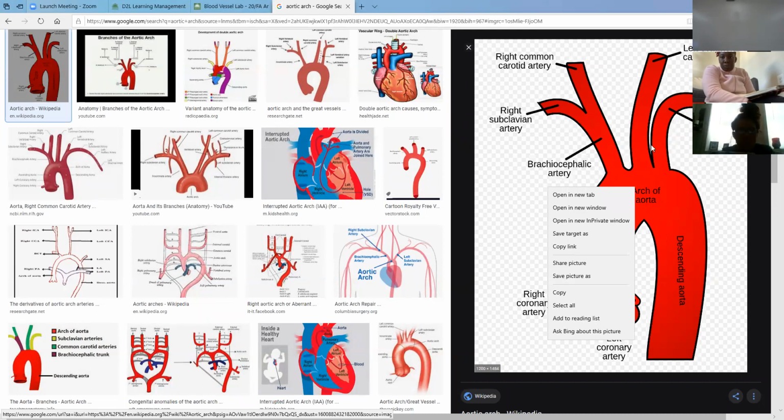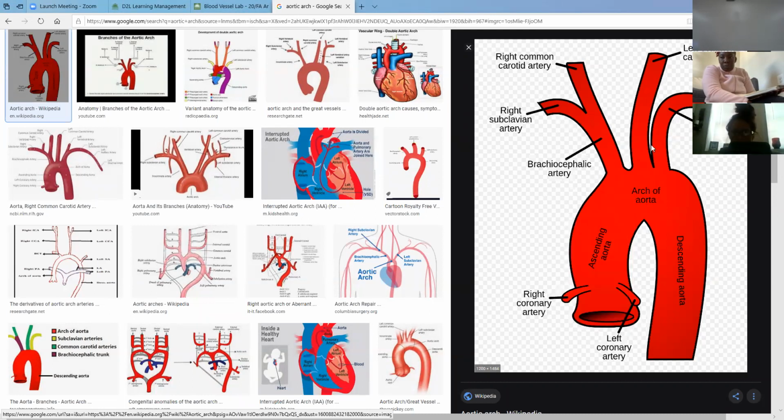Now, notice that on the left-hand side, there is no brachiocephalic artery. There isn't a left and a right brachiocephalic. There's only one brachiocephalic. On the left side, the left common carotid comes right off the arch, and the left subclavian comes right off the arch. So there's a kind of a violation of bilateral symmetry there.